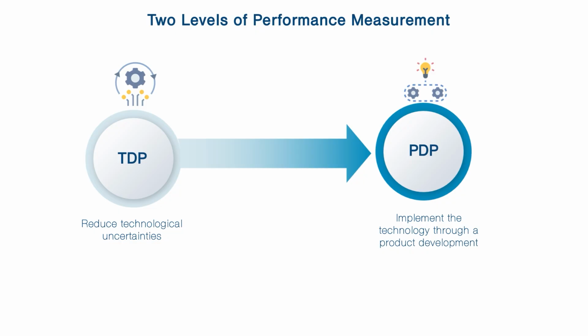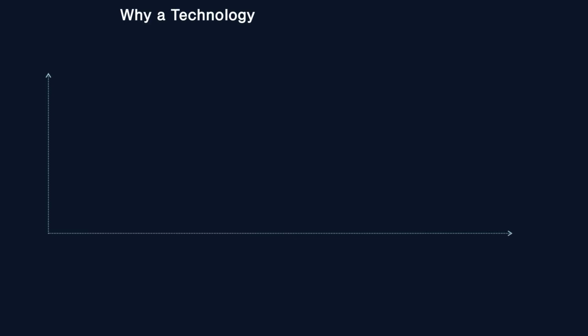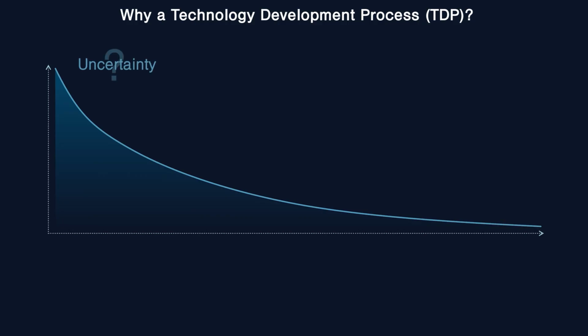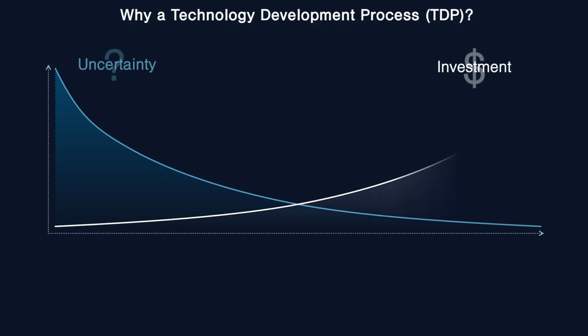Technology development is more difficult to measure because it isn't tangible, so it's often hard to promote this within the organization. This is why the question, why a technology development process, is an important one to answer. As shown, there's an inverse relationship between uncertainty and investment. Simply put, as the uncertainty level decreases, the investment increases.